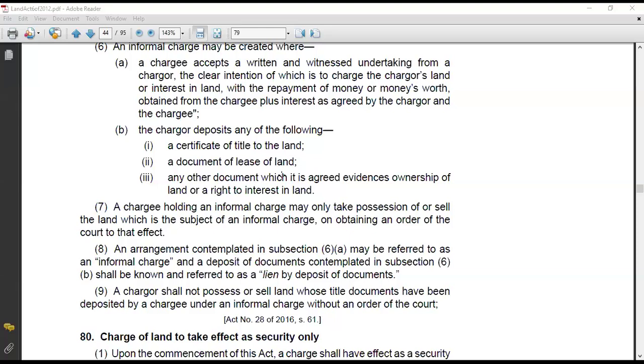So there is a case law here: Jamii Bora Bank. Mwalimu, we can't see what you're reading. We are only seeing the act. Oh, okay.